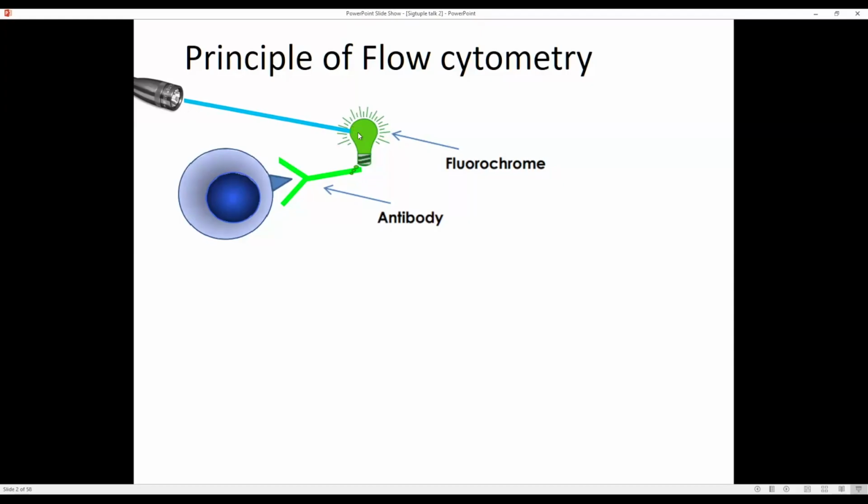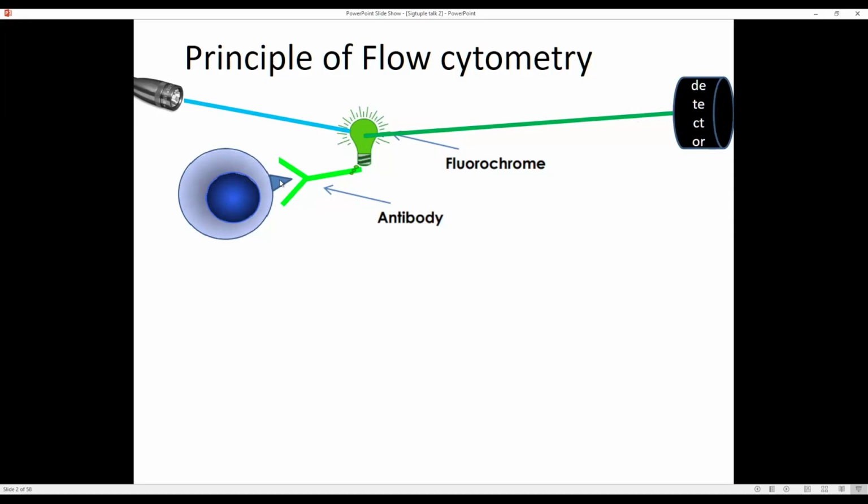Now, what happens to the fluorochrome? The fluorochrome gets excited, right? It goes to an excited state, and then it comes to the ground state, releasing light of lower energy and longer wavelength. Okay, and such a light will be captured by the detector.